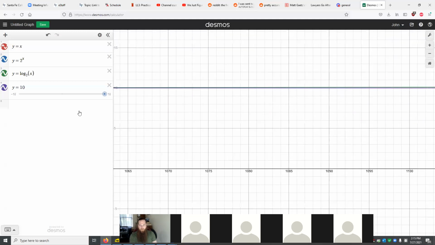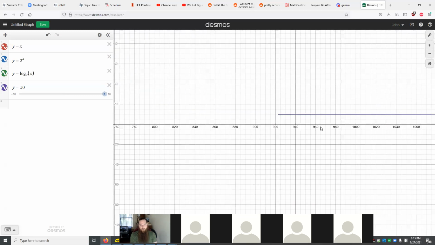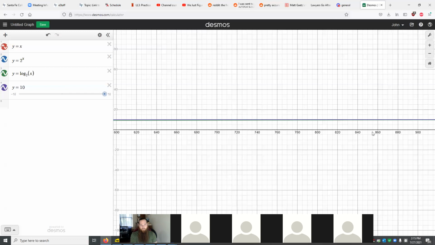Job done. So you see, in this case, we had to come out to about 1,000. There's a reason for that, because the base 2 logarithm of 1024 is equal to 10, because 2 to the 10 is 1024. So if I wanted to find that exact point, I could.